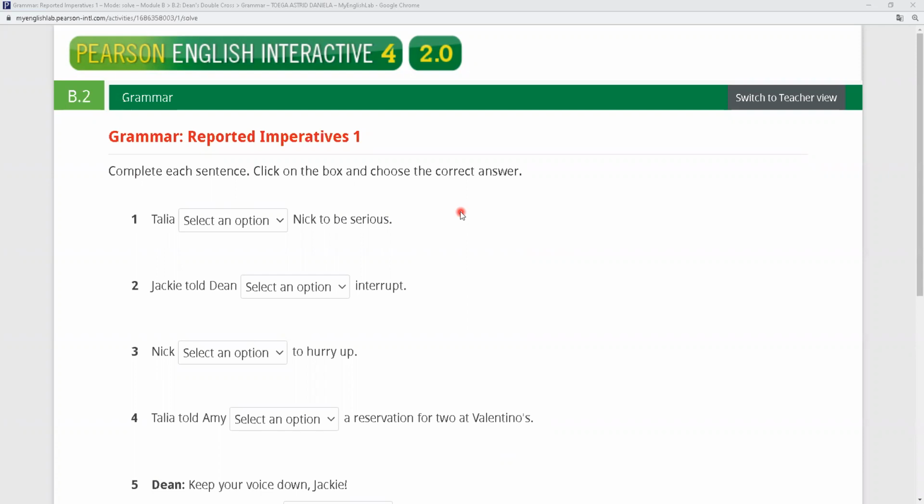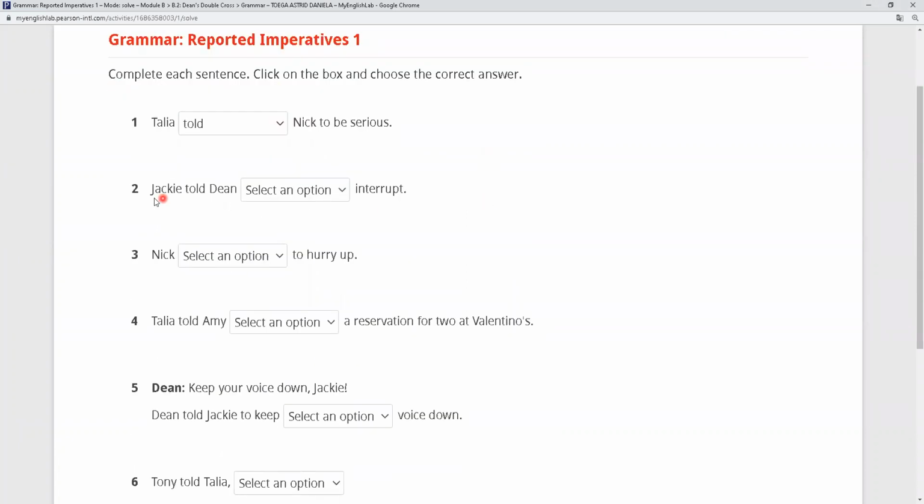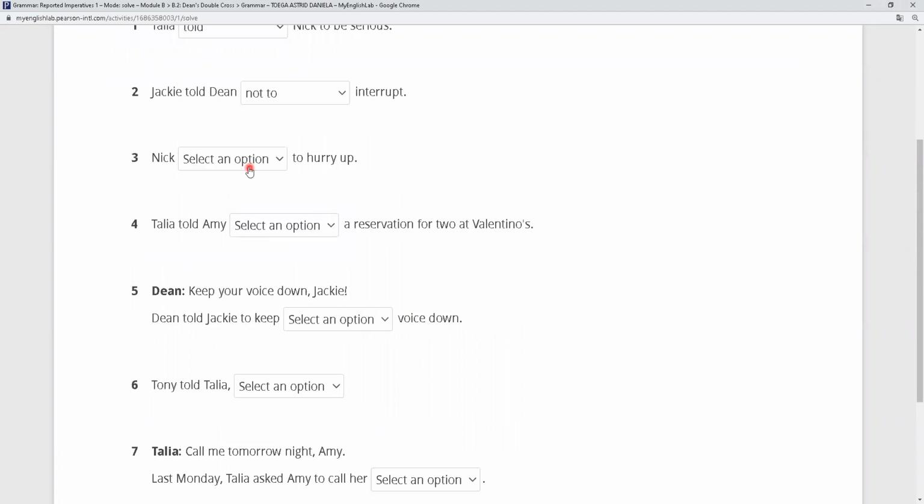Talia told Nick to be serious. Oh, I'm sorry, I forgot to show you the answer. Okay. How about number two? Told him not to interrupt. Nick told to hurry up. Talia to make a reservation.